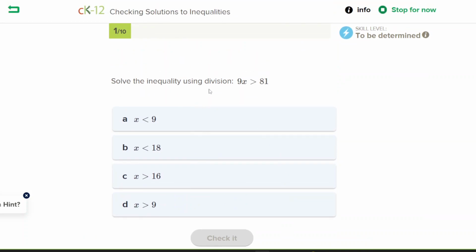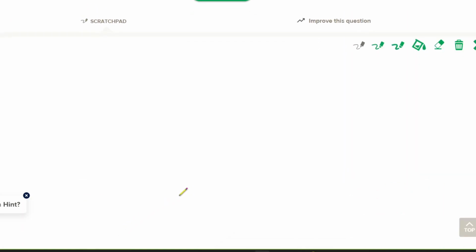So this is the same kind of problem. Solve the inequality using division. You see how on the left side here we have 9 times x. To get x by itself, the opposite or the inverse of multiplying by 9 is dividing by 9. So let me pull up my scratch pad.